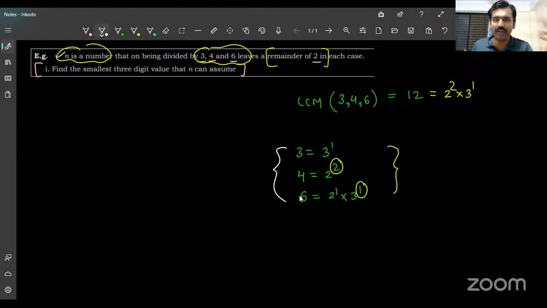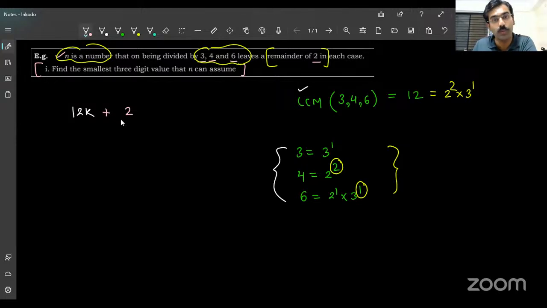Now, 12, I could crack, is going to be the number which is divisible by 3, 4, and 6. And 12 is that least number, the smallest possible, which means any multiple of 12 will always be divisible by 3, 4, and 6. So 12, 24, 36, 48, all these numbers will be divisible by 3, 4, and 6. However, they have asked us that this number should leave a remainder 2 in each case, which means it should be a multiple of 12.